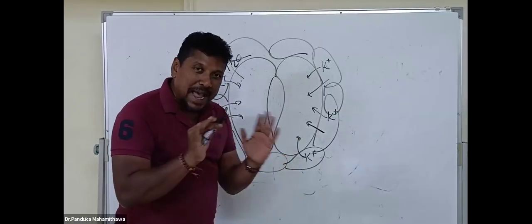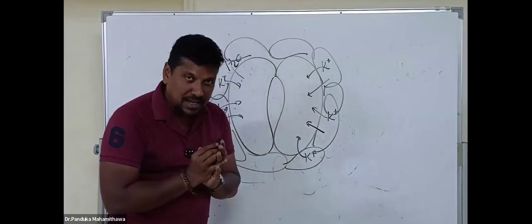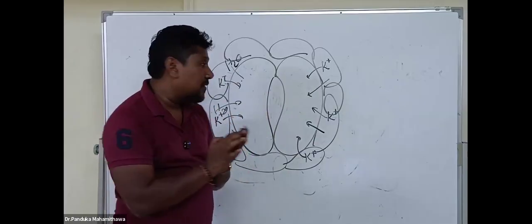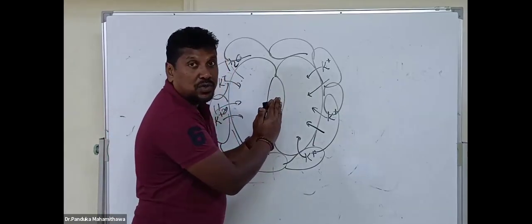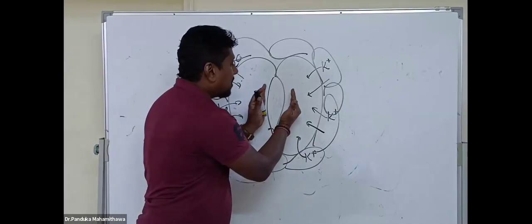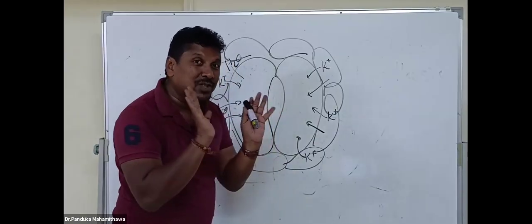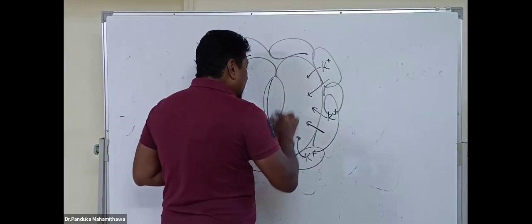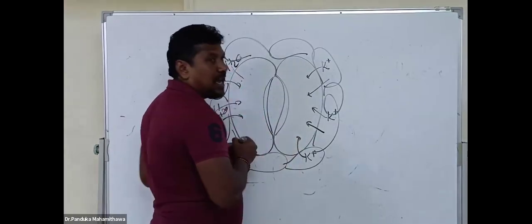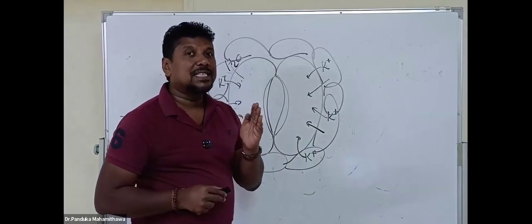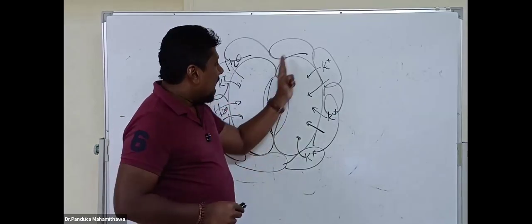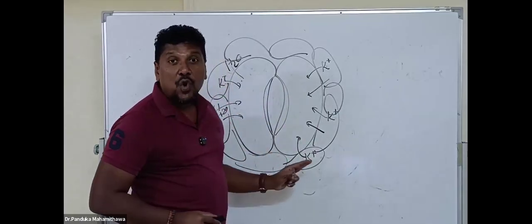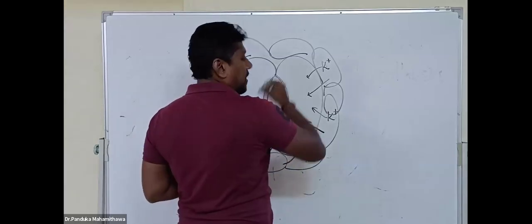So the expansion doesn't happen equally. If the expansion happened equally, the stomata should be closed. So this one also expanded, no? But that is not what happens, because the inner wall is thicker and non-elastic, therefore that doesn't expand. Only the outer wall is expanding, right?